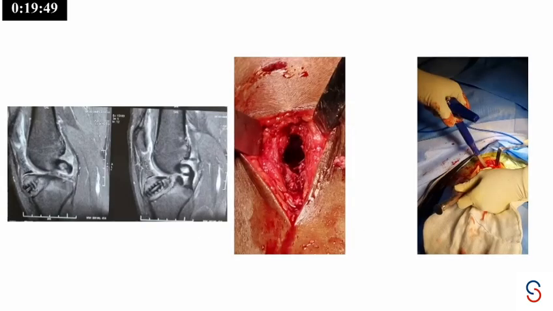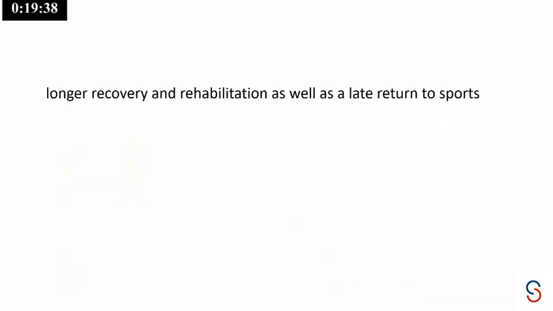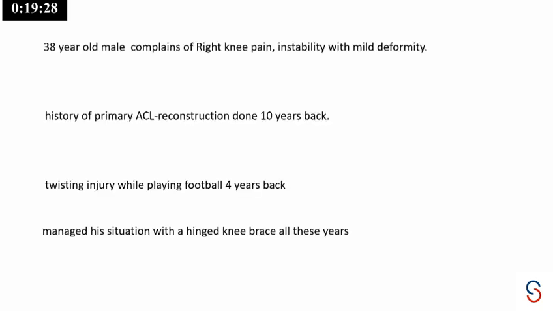We all know two-stage procedures, bone grafting, and second stage HTO with the ACL reconstruction has been a time-tested technique, and we have all had good results with this. Longer recovery period and lengthier rehabilitation, with delayed return to sports, may be a concern for some. Can we cut short this period of time? Let's just look into this case.